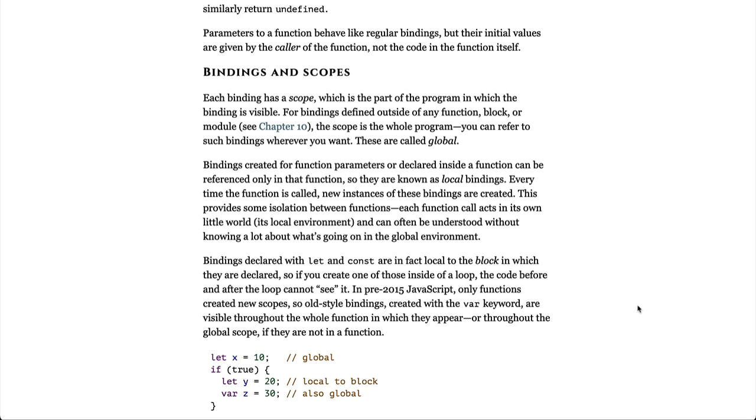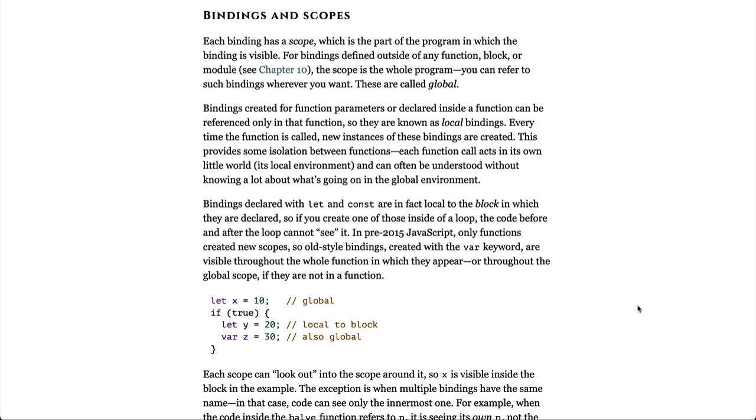Bindings and scopes. Each binding has a scope, which is the part of the program in which the binding is visible. For bindings defined outside of any function, block, or module (see Chapter 10), the scope is the whole program. You can refer to such bindings wherever you want. These are called global. Bindings created for function parameters or declared inside a function can be referred to only in that function, so they are known as local bindings. Every time the function is called, new instances of these bindings are created. This provides some isolation between functions.